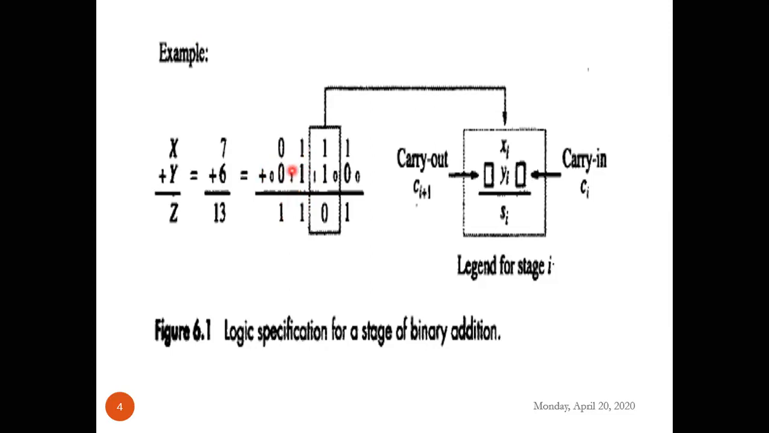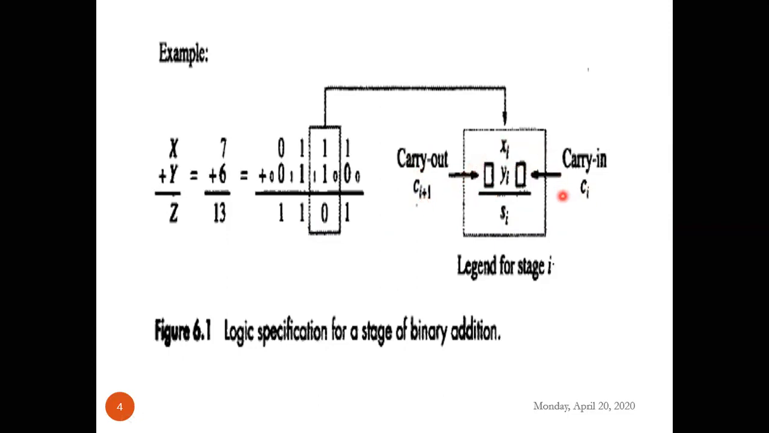So here we are considering only one stage and we have to see all possible combinations to design a circuit. Here we have taken the legend for stage i. In every stage, we will have input xi, input yi, carry in represented as ci, sum represented as si, and carry to the next stage as ci plus 1. Ci is the carry in, and carry out we are considering as ci plus 1, the carry to the next stage.